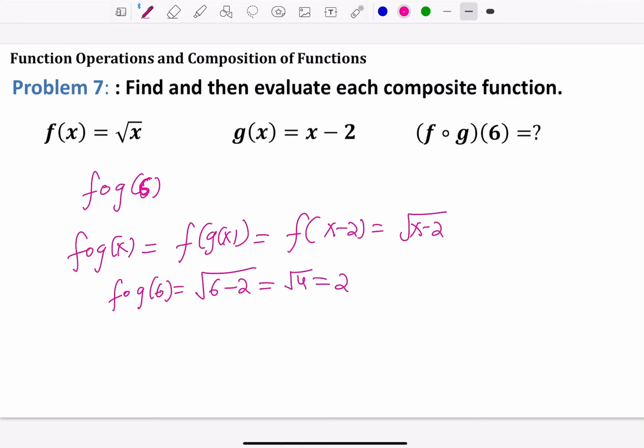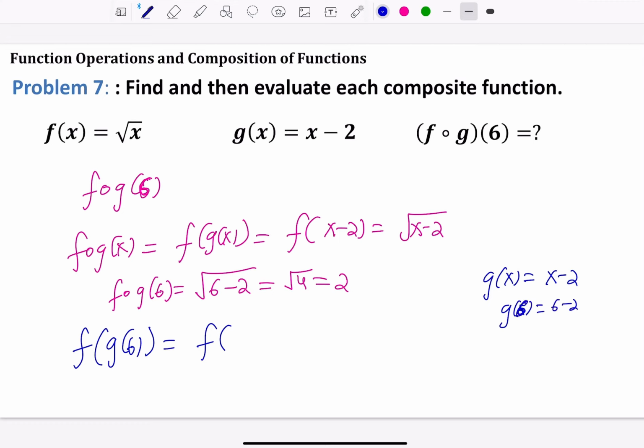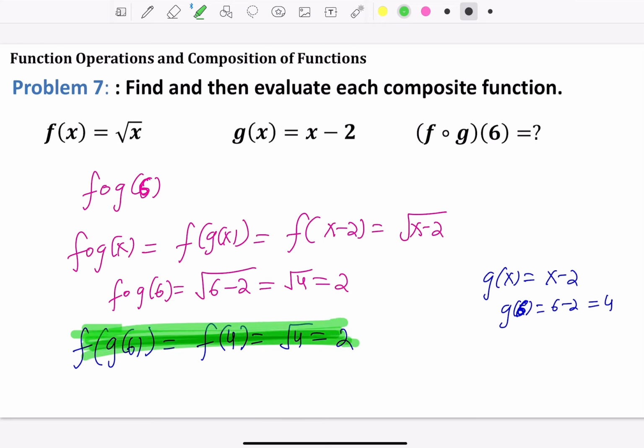The other way we could handle this problem is we could find g of 6 first. So what's g of 6? The function g of x is x minus 2. G of 6 is 6 minus 2, which is 4. So f of 4 is the square root of 4, which is 2. So we could do it in either way. Usually it's easier to do the second way when your functions are more complicated.